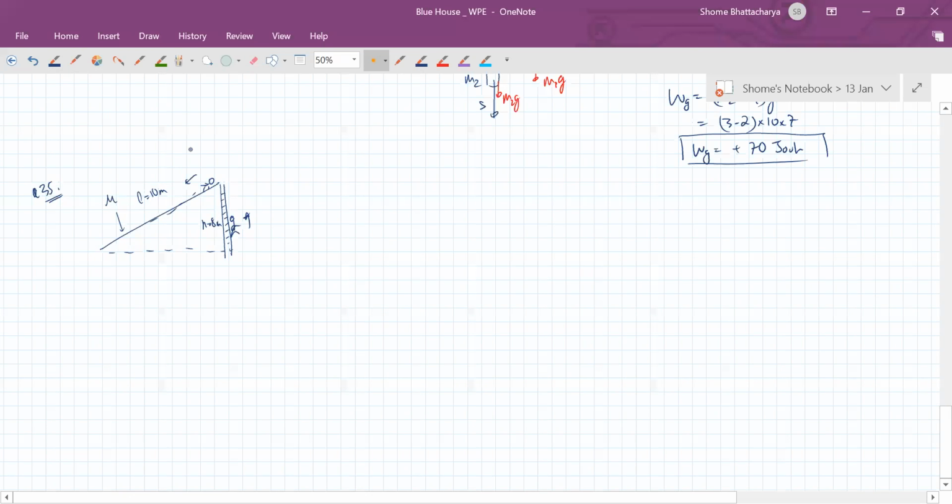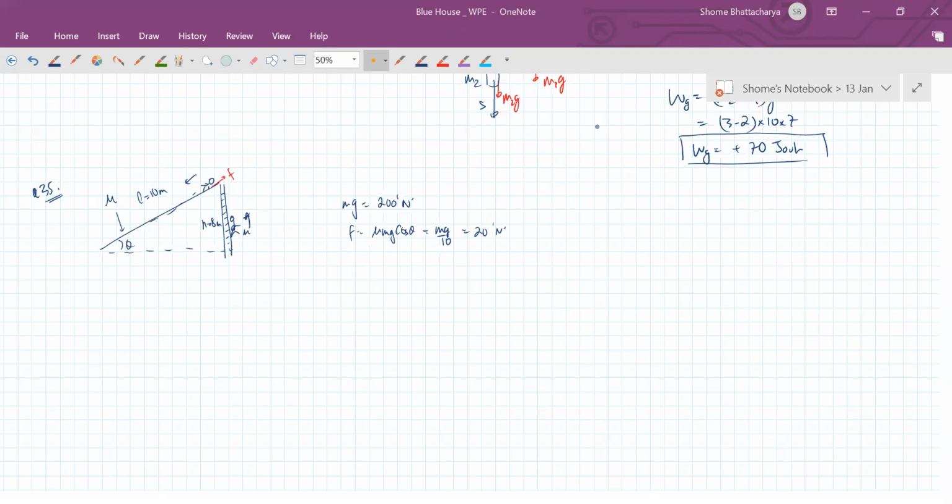And indirectly we'll know about the frictional coefficient because the frictional force data is given to you. The weight of the person climbing is 200 newtons, and the average friction offered by the slide is 1/10 of his weight. So friction, which is mu mg cos theta, is mg by 10, so 20 newtons. As he's sliding down, there's friction acting like this. We have to calculate the work done by the ladder on the boy.